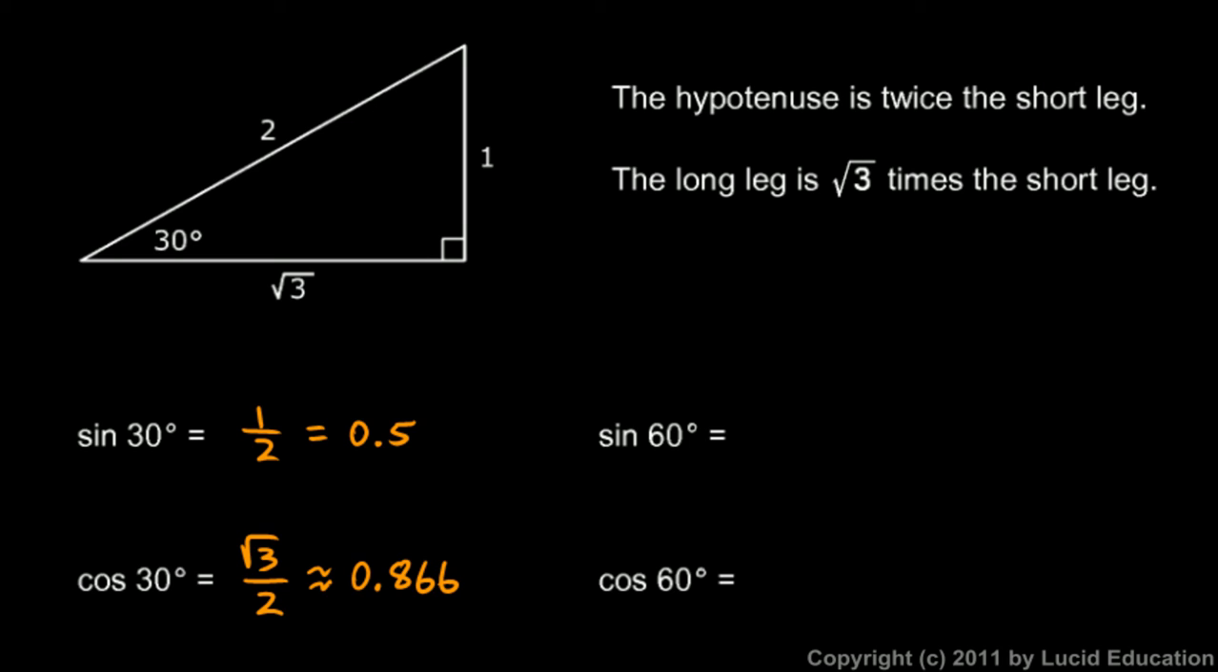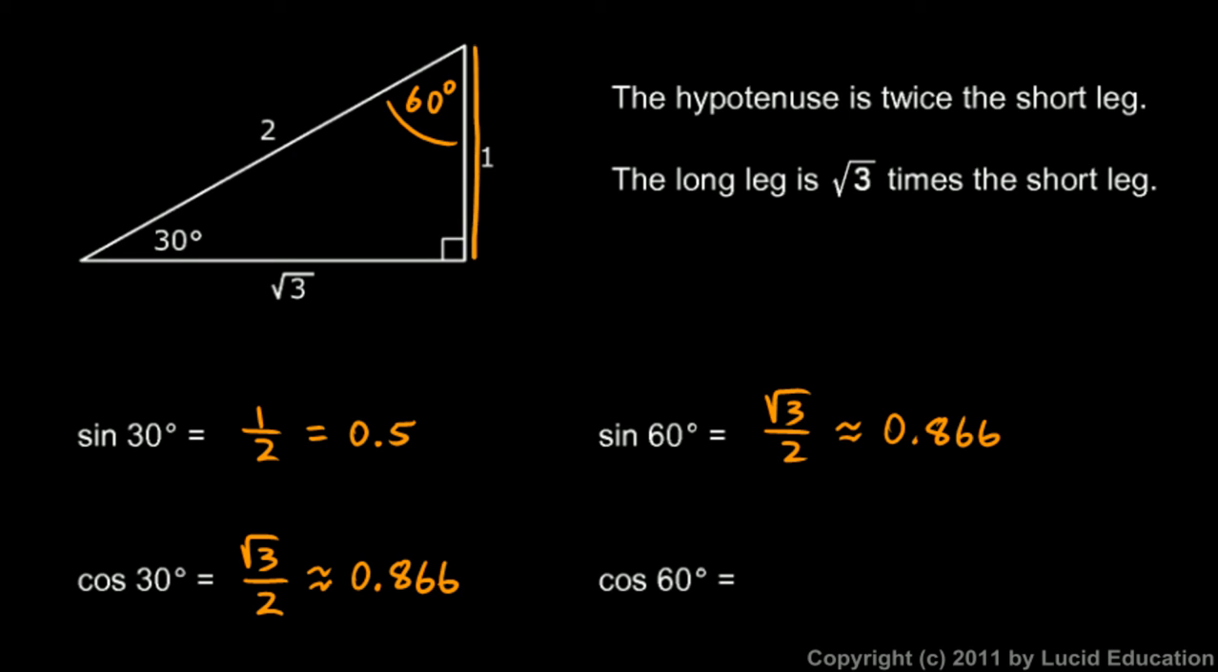Okay, a 60-degree angle. This is 60 degrees up here. So the sine of a 60-degree angle is always the opposite side over the hypotenuse. This side here is opposite my 60-degree angle, and that is still the hypotenuse. So the sine of 60 degrees is square root of 3 over 2. And again, we said that that's approximately equal to 0.866.